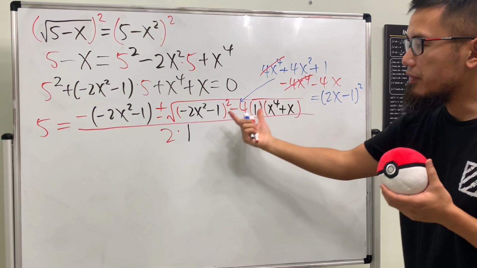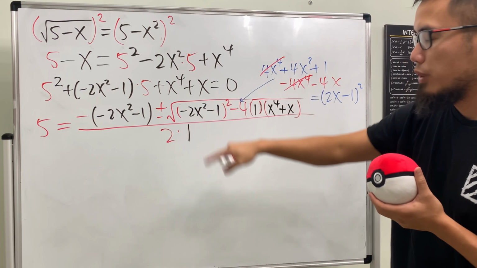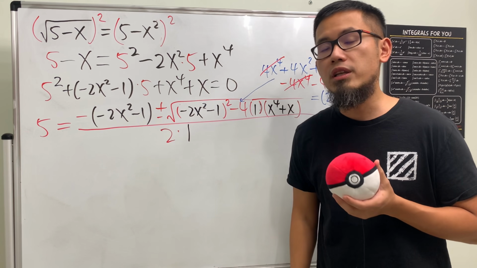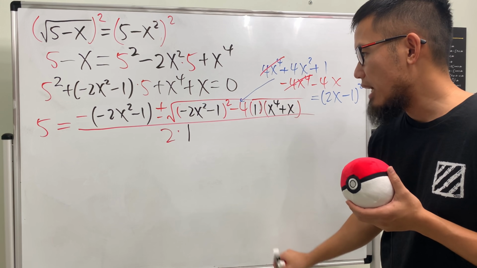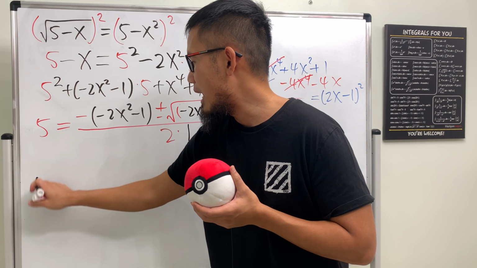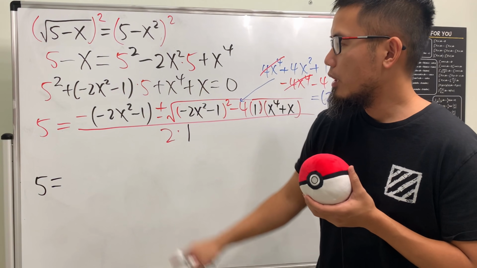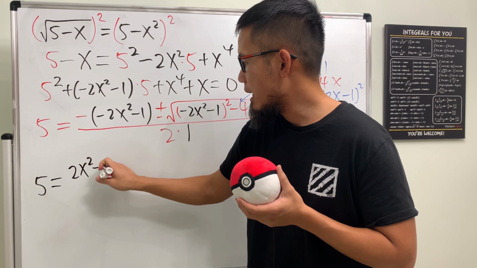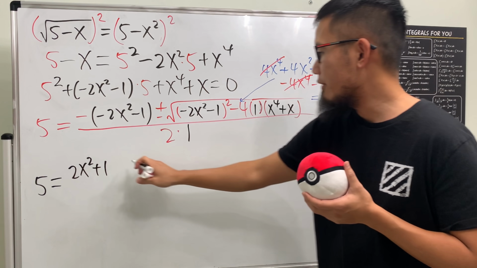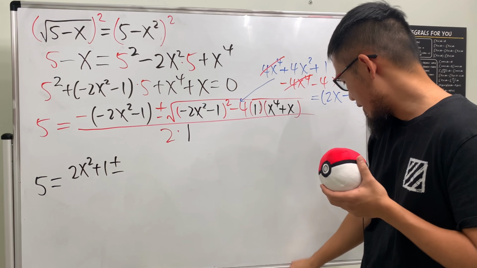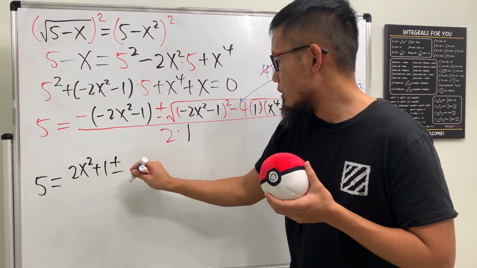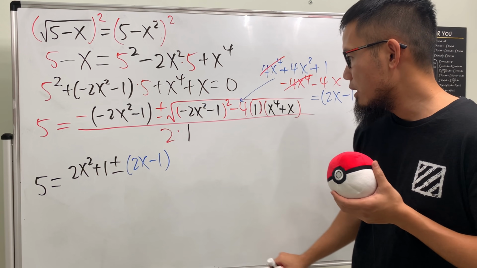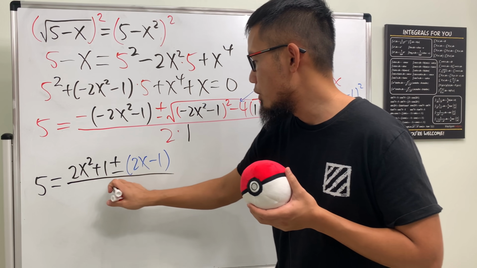And you put this inside of the square root. I know the square and square root cancel, you should have the absolute value, but don't worry about it because we have the plus minus right here already. So with that said, have a look. This right here is telling us that 5 is equal to, here we get 2x squared plus 1, and then all that, we have the plus or minus, and here we have this, which is just 2x minus 1. Again, the square root cancel already, and then everybody divided by 2.